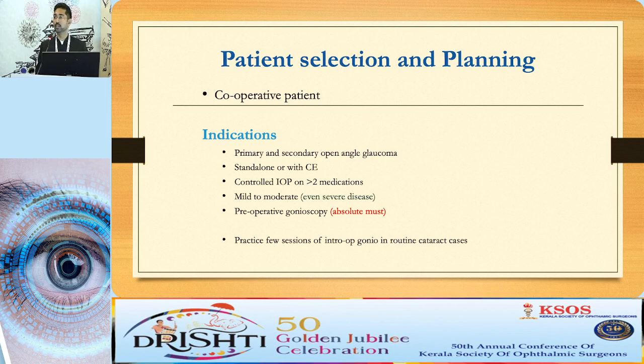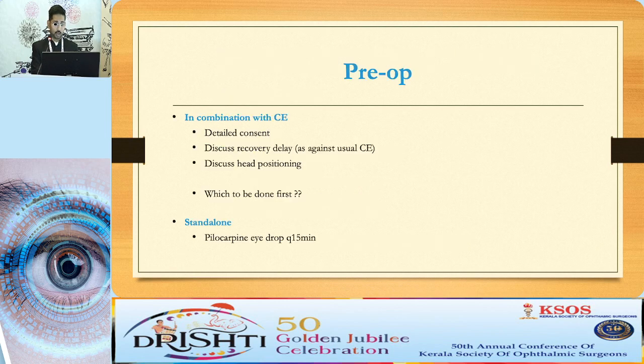Pre-operative gonioscopy, that means office gonioscopy, is an absolute must to rule out any kind of angle closure, any kind of PAS, or any kind of neovascularization. These all should be ruled out. And practice a few sessions of intraop gonioscopy in a routine cataract case and try to touch the angle with the Sinskey hook as Dr. John mentioned.